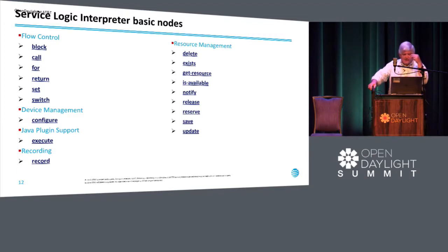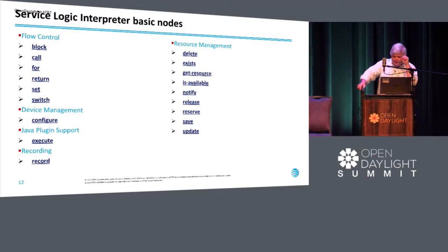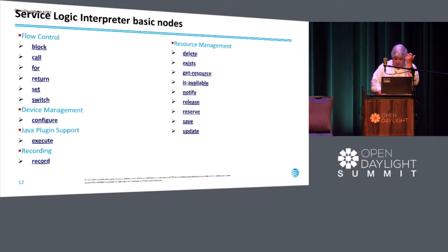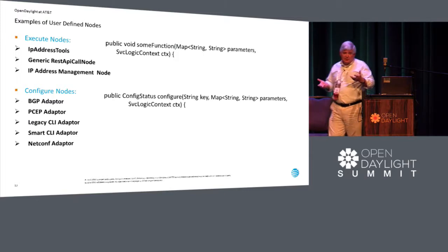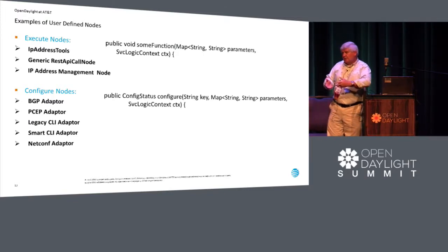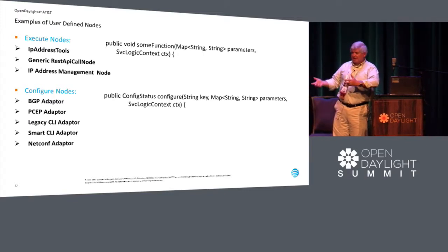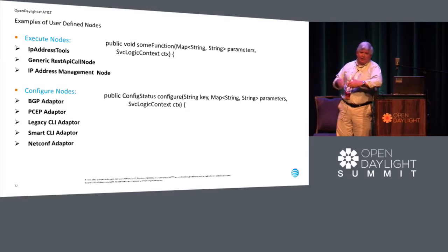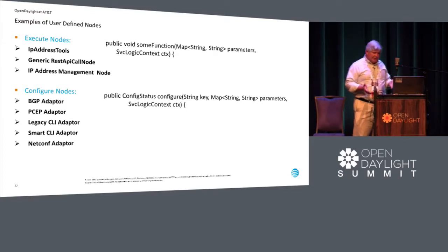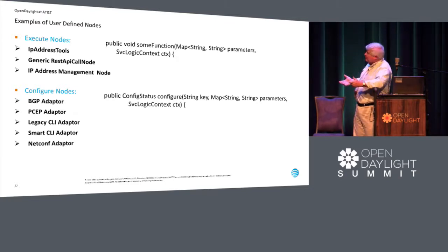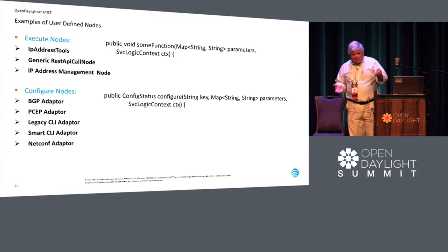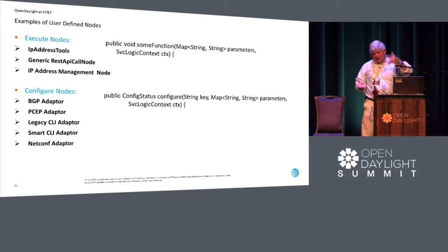The two I left for last are device management, that's the configure node, and then the Java plugin support, the execute node. Those two nodes have this unique thing: you can create new ones from existing ODL adapters, from legacy code that you want to interact with, or brand new code that you need to write to solve a business problem. They have a particular signature. You are basically writing these nodes yourselves. They will take in a map of the parameters that were in the node, of what got passed in.